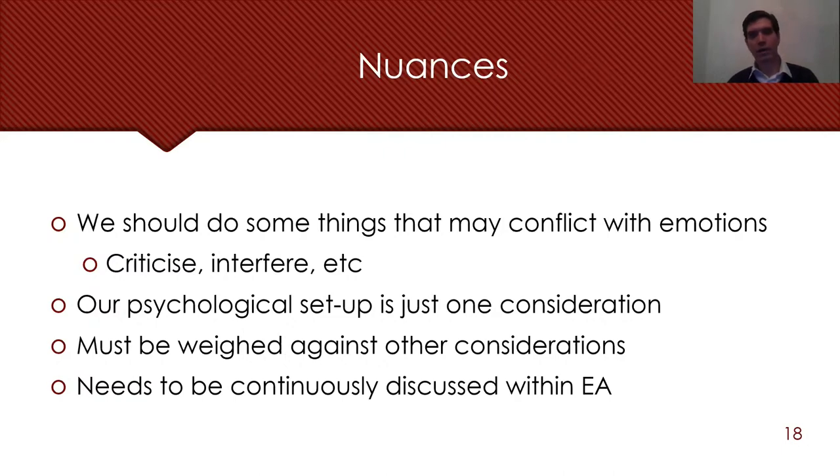And I think we need to have a continuous discussion about these issues within effective altruism. And we are. Some issues about norms are discussed on the EA Forum, where people discuss particular events and so on. And by and large, I think that is going well. And that's exactly how it should be. You should discuss what norms you want to have in a community and what culture we want to have.